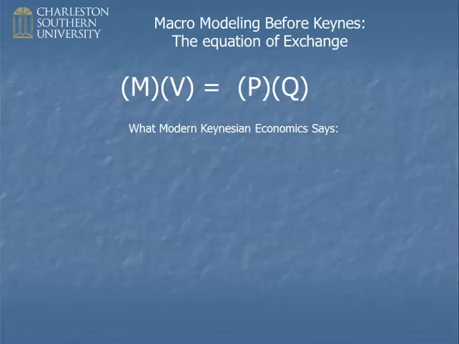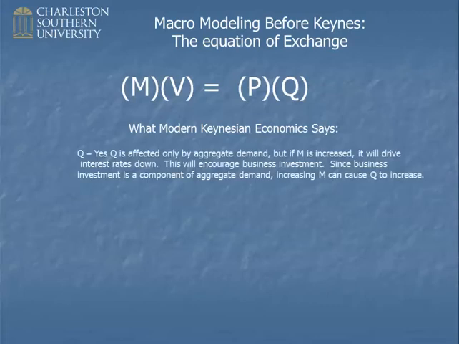Alright, then modern Keynesian economics is a little different. Modern Keynesian economics says, okay, yes, Q is affected only by aggregate demand. That's true, Professor Keynes, but if M is increased, it will drive interest rates down, and this will encourage business investment. And you have to remember that business investment is one of the components of aggregate demand. That's kind of hard to remember until you begin to see the algebra in the Keynesian model. So later that'll be easier to see. But for now, business investment is a component of aggregate demand. So by increasing M, we can increase aggregate demand, and Q would then increase.